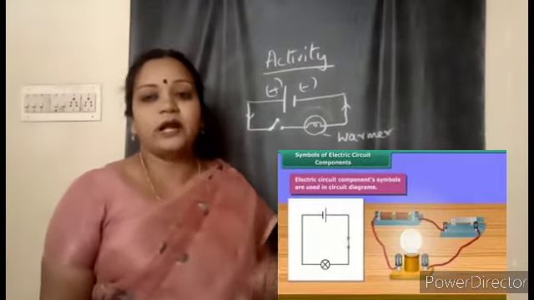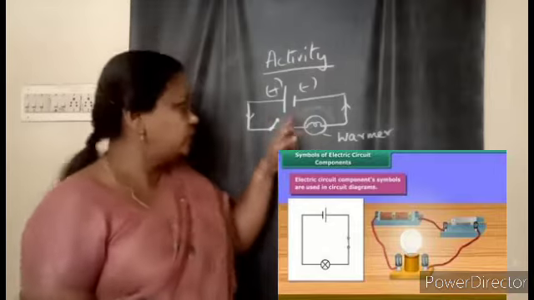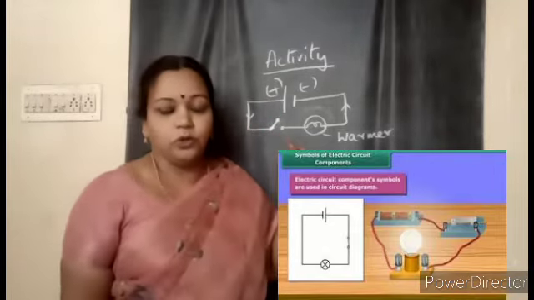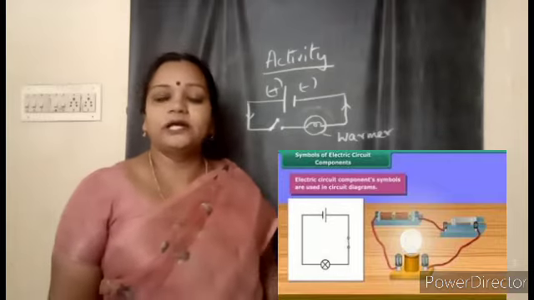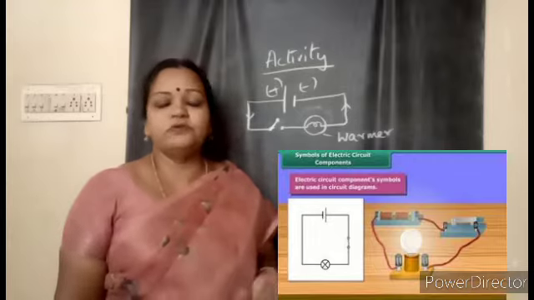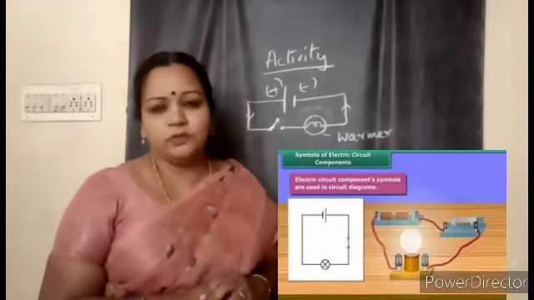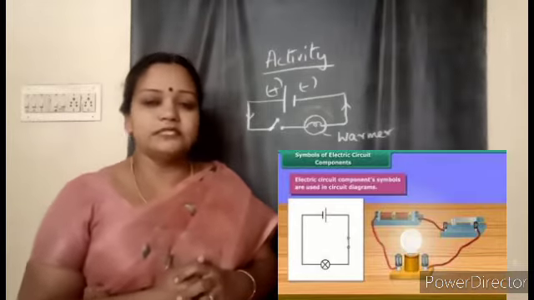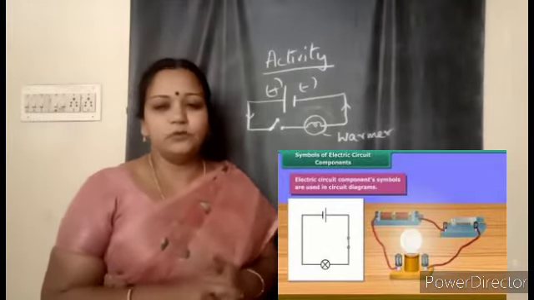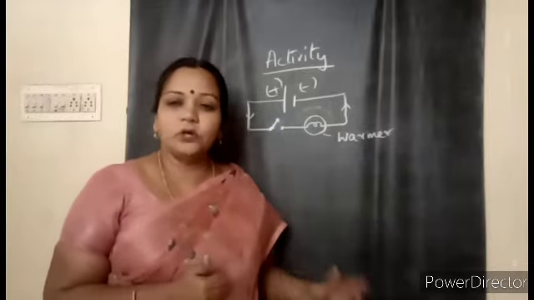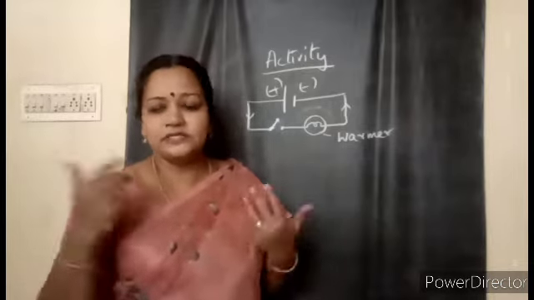See, children, whenever current is made to flow through a circuit, through conducting wires, sometimes or most of the times we can see that there are some effects. What do we mean by effect? For example, in the heat chapter we learned that when heat is given to your body, the temperature rises. So heat is the cause and the temperature is the effect.